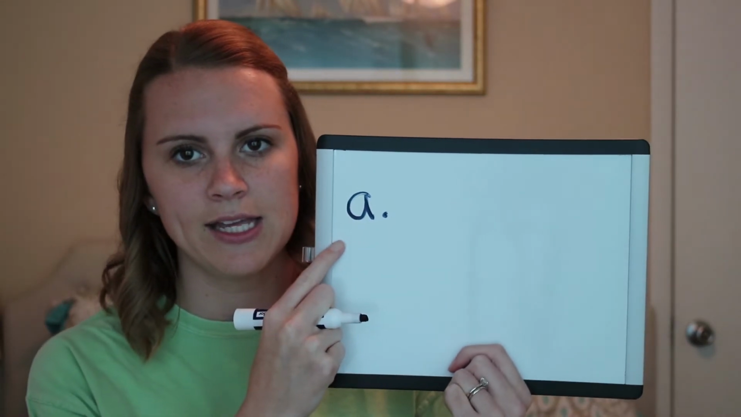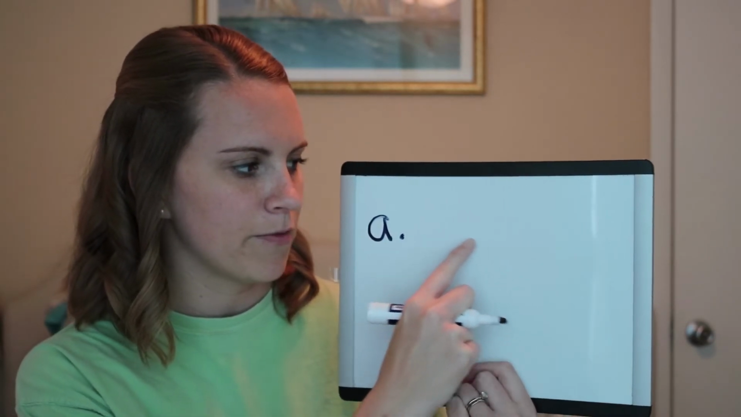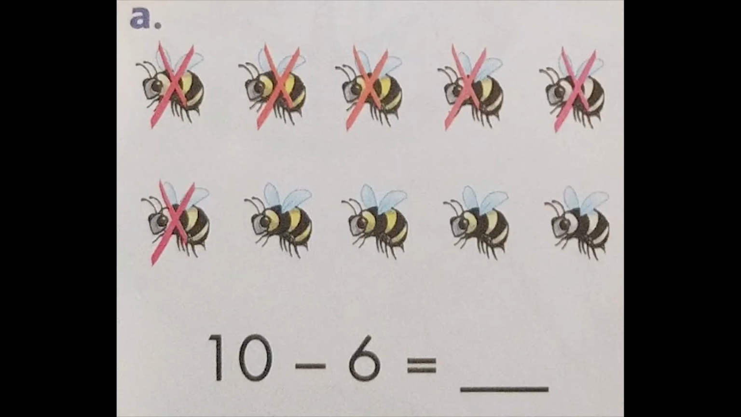So write an A and then a period after it, A. So your first math problem is going to go right here, and I'll show you what I mean. So this is the first problem you're going to do. You see it's 10 minus 6 equals, and you see all these bees. There are 10 bees, right? Because we're taking away 6 from 10.